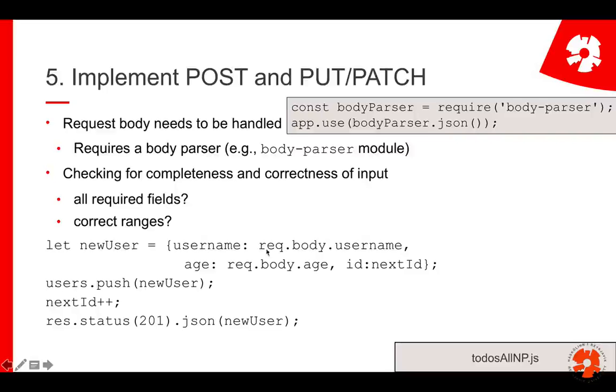We can just do request.body.the attribute name. So request.body.username, request.body.age. That's what we got from the user. And then we take the next ID. And here I have just implemented a small counter that every time you create a new user, it counts up. So that makes sure that we always have a unique user ID. And once this is created, I just push it into my user array and I send back 201 created, and I send the new object back. So this is what I have created.